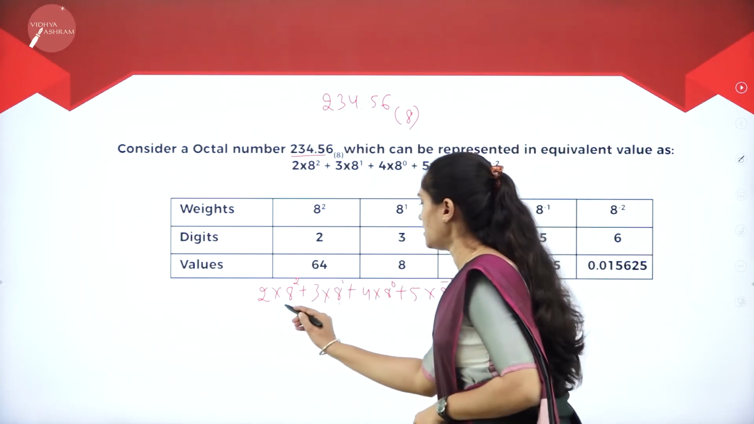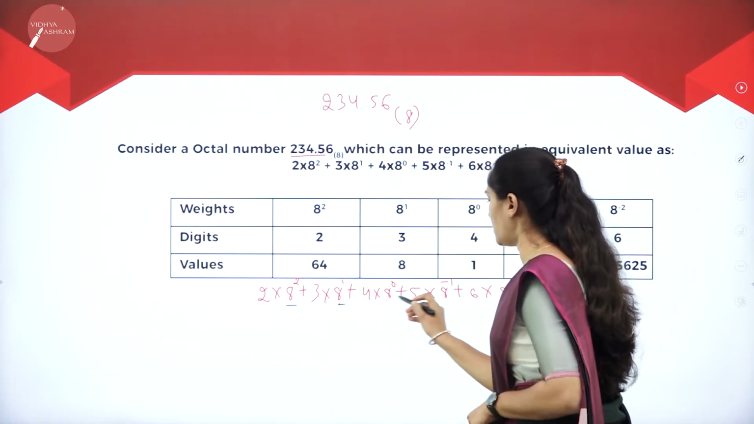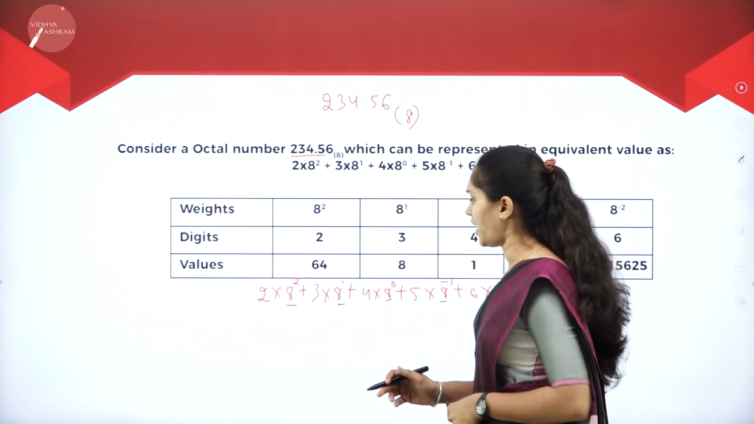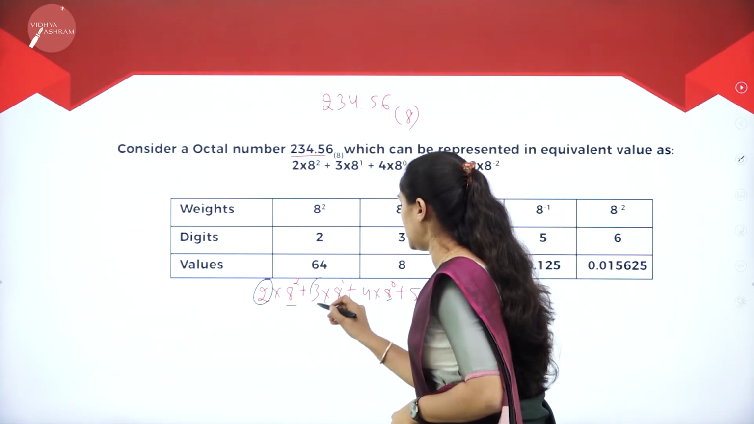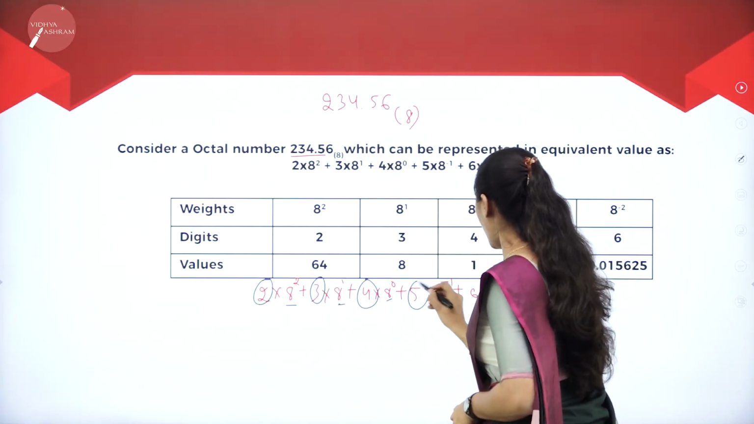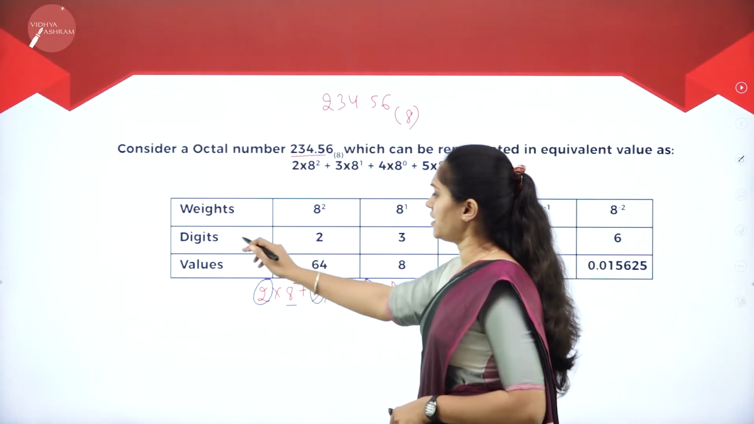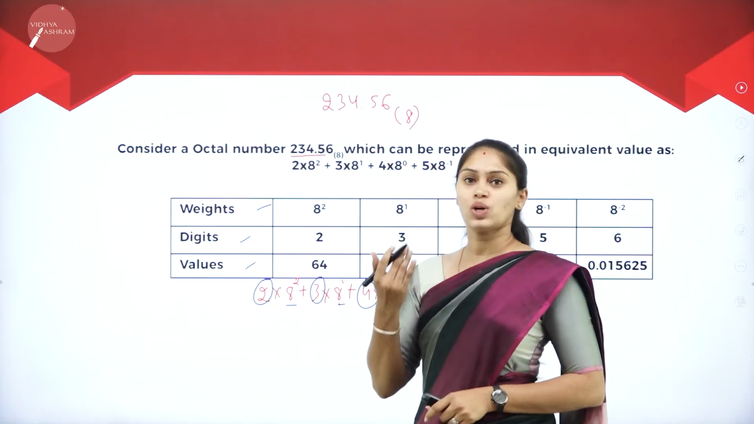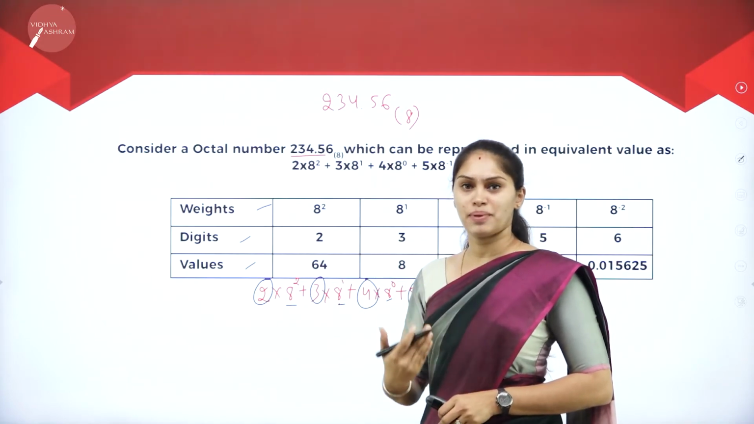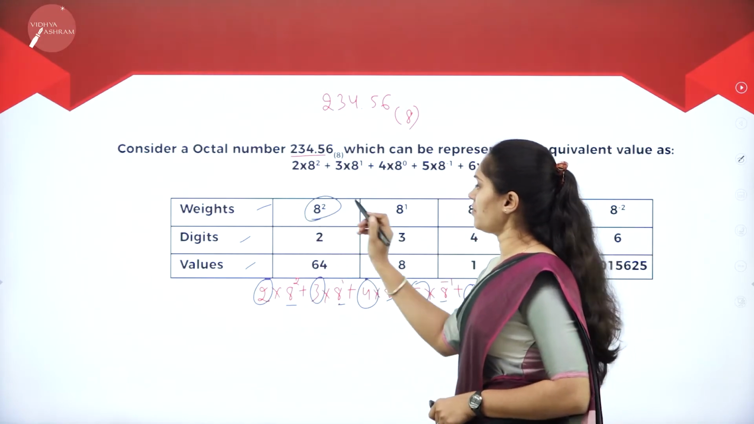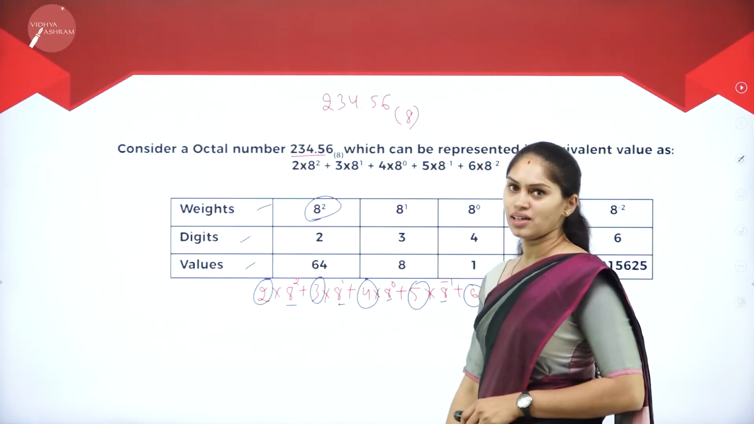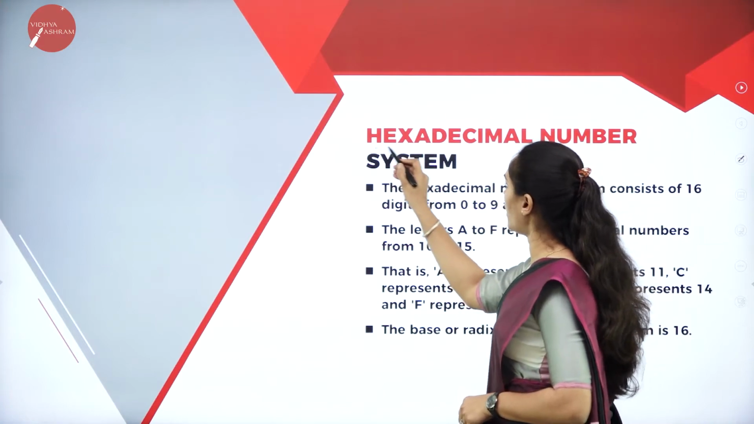So these are the weights: 8 power 1, 8 power 0, 8 power minus 2, 8 power minus 1. These are the weights, and 2, 3, 4, 5, 6 are the digits that you can consider. Each digit has its own weight and it is expressed in terms of 8. Then we call that particular type of number system the octal number system.